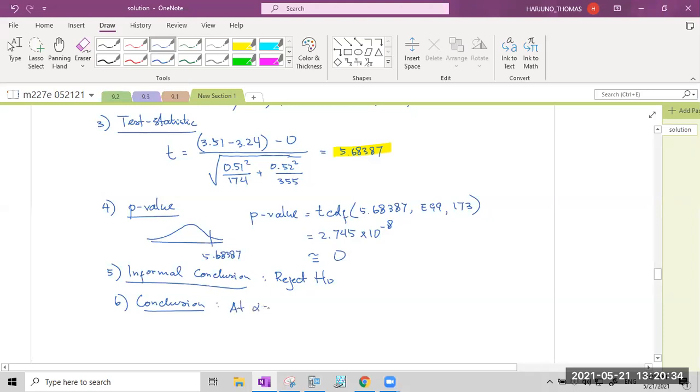At alpha equals 0.05, there is sufficient evidence to support the claim that company A is better than company B. I love that short claim.